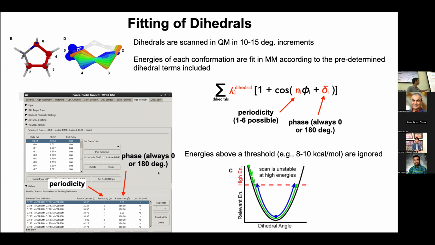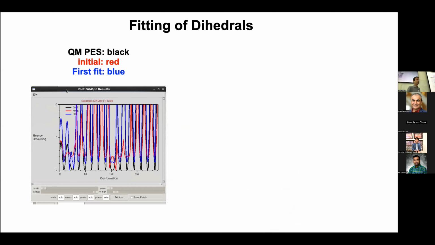So you do the QM calculation, do a scan about the dihedral angle, you get the data back, and then we make plots that look something like this. Importantly, this is not angle, although it's close to angle, it's conformation on the x-axis, yeah.